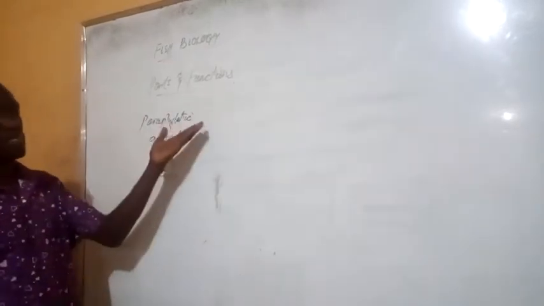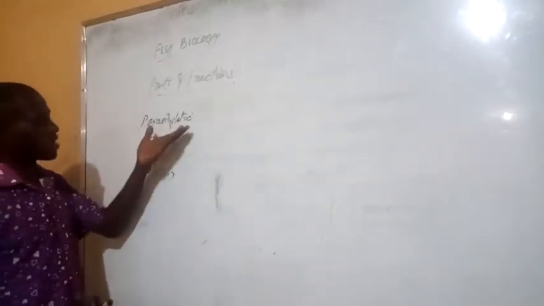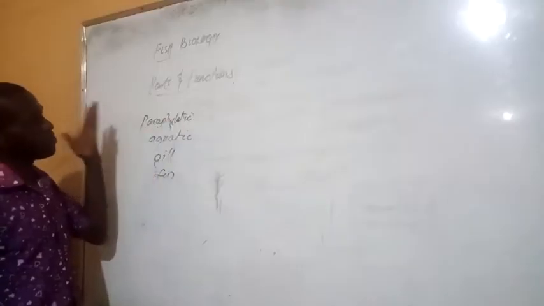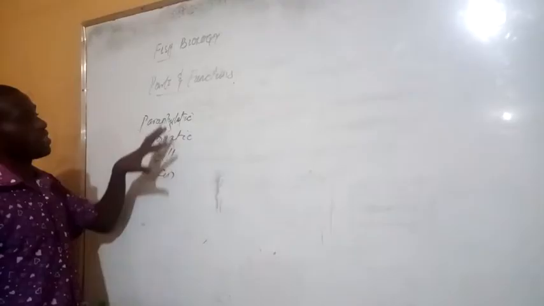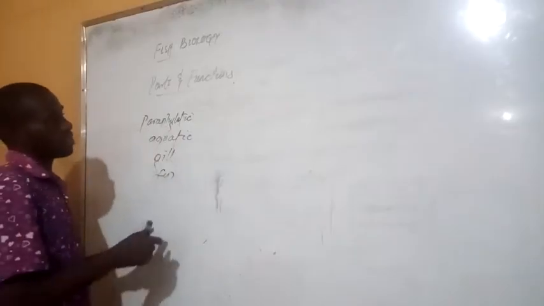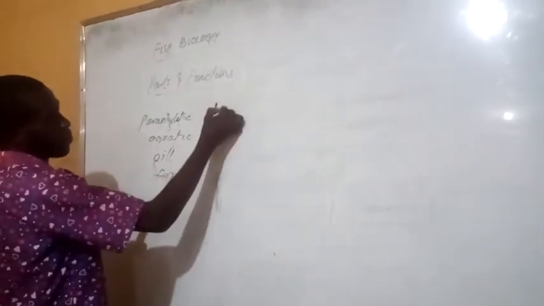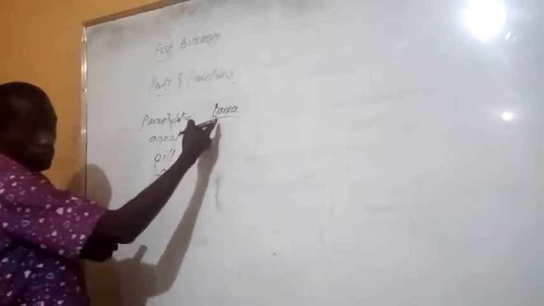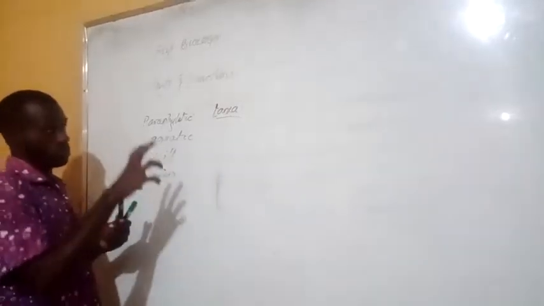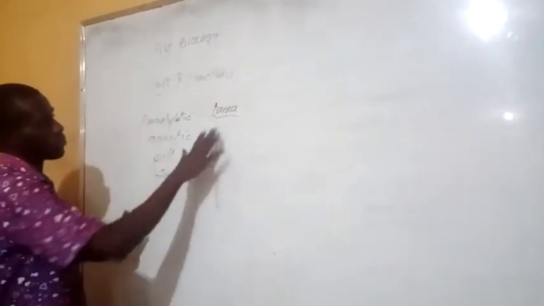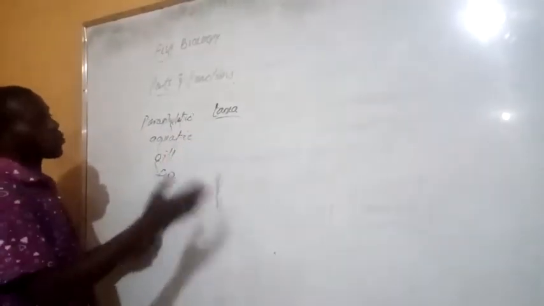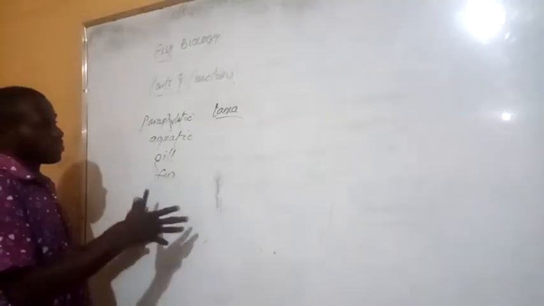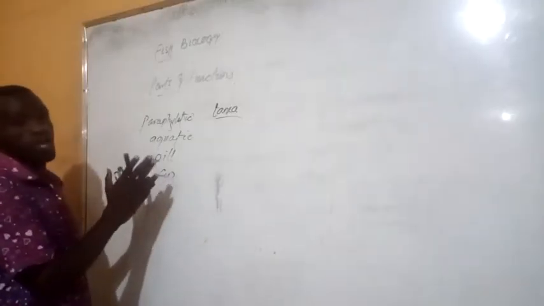Now, it is paraphyletic. This is not very necessary, but paraphyletic simply means they belong to a distinct, well-defined group or taxa. That is a biological term for a group in the taxonomic system. So it is a defined taxa that does not include all the descendants of a particular common ancestor.